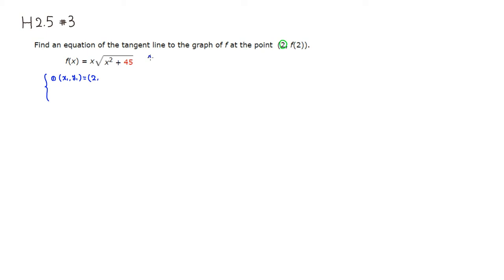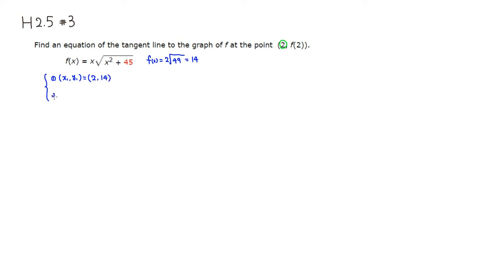So f of 2 would be, plug in 2, so it's 2 times the square root of 2 squared, that's 4, plus 45, which is 49. The square root of 49 is 7, so 2 times 7 is 14. So the point is (2, 14). We got that.